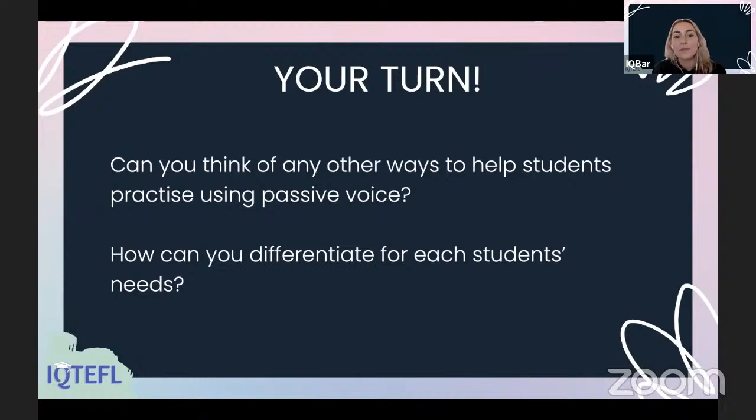So how can you differentiate for each student's needs? This is extremely important because, like we've already mentioned, passive voice is extremely tricky, and you need to know your students' needs to be able to adapt that. So I would firstly say, get to know your students, know what they struggle with, know their strengths, know their weaknesses, so that you can adapt the material or the activity, or maybe break down the structure for them, just to be able to get them to understand what is happening.